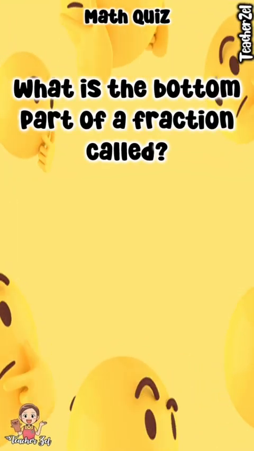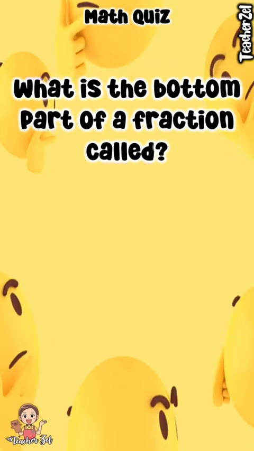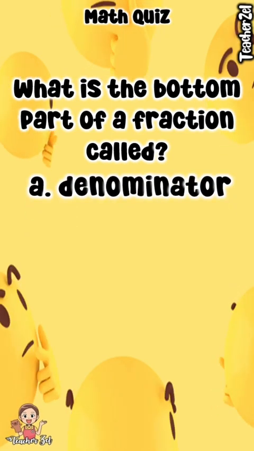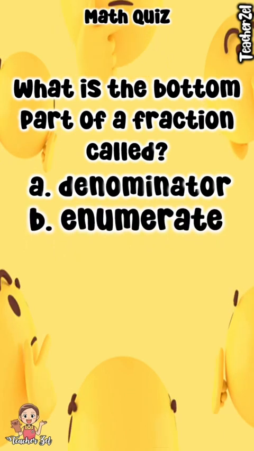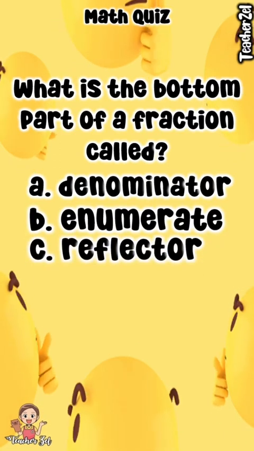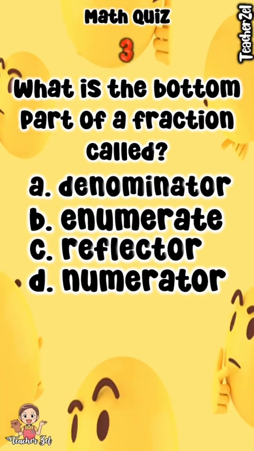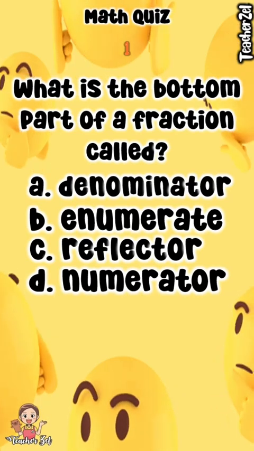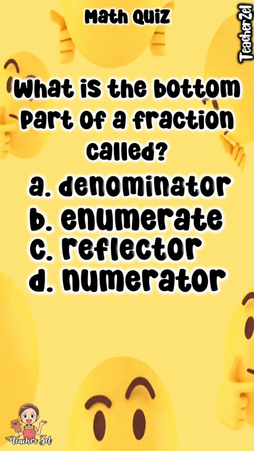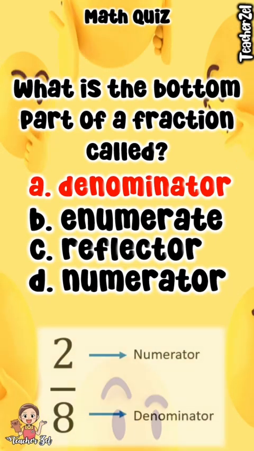What is the bottom part of a fraction called? A. Denominator, B. Enumerate, C. Reflector, D. Numerator. The answer is A. Denominator.